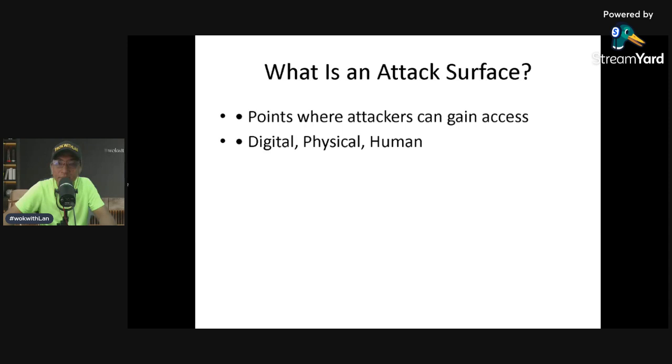So let us define what an attack surface is. An attack surface is any point where a bad actor or an attacker can try to gain access to a system. So, in order for us to understand better, let's use an analogy. For example, in a house, maybe the front gate is the attack surface, or the perimeter wall at the top can be an attack surface. Okay, even the back door can be an attack surface. So these are all attack surfaces.